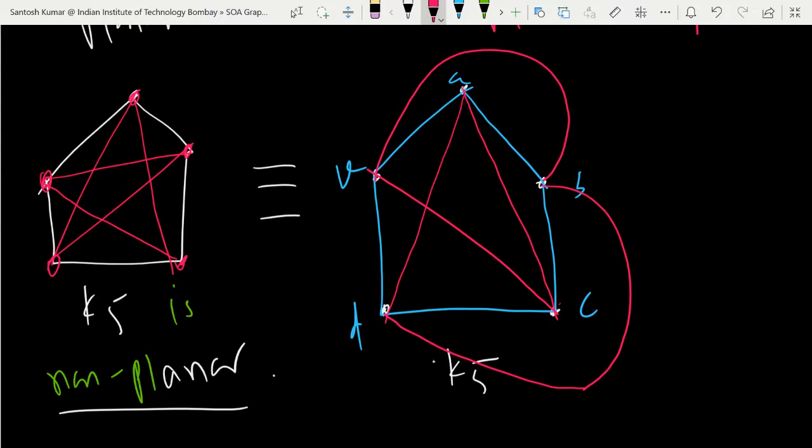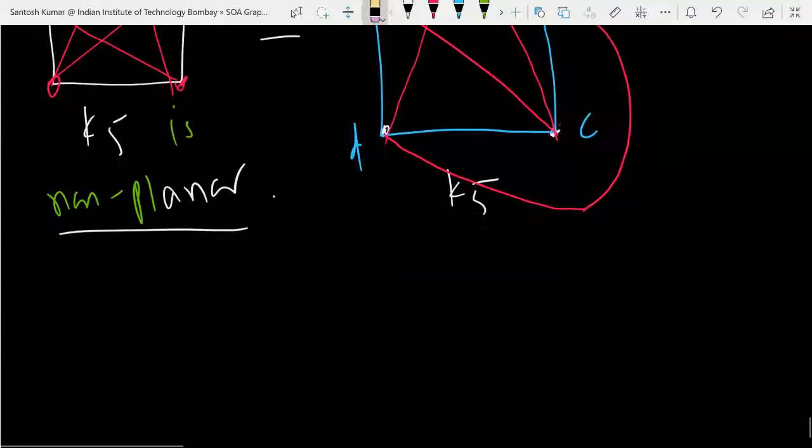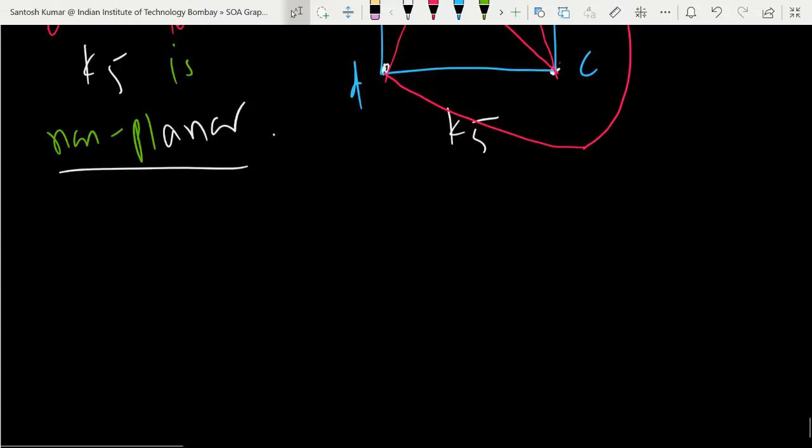Simply, if you join B and D here again, you have to cross. Oh, B and D can be drawn simply; B and D are already joined. So, here you decide: K5 is a non-planar graph.